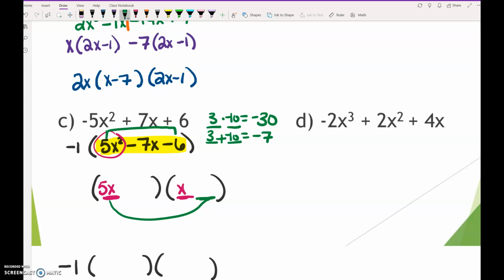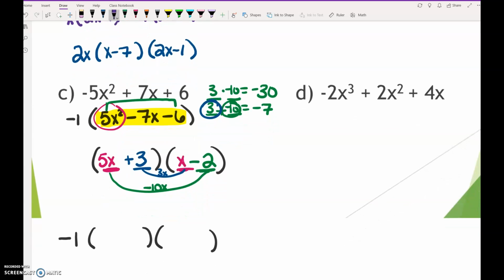Okay, so 5x times what is going to give us, it wouldn't make sense to use the 3, it would make sense to use the negative 10. So we want 5x times something to give us negative 10x, that would be negative 2. And then something times x would have to give us that other one, 3x, so that has to be a plus 3. So our final answer is negative 1 times 5x plus 3 times x minus 2.